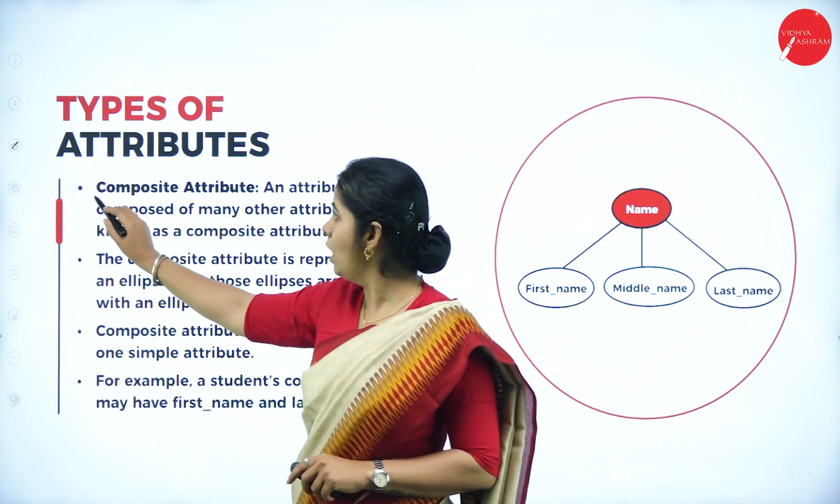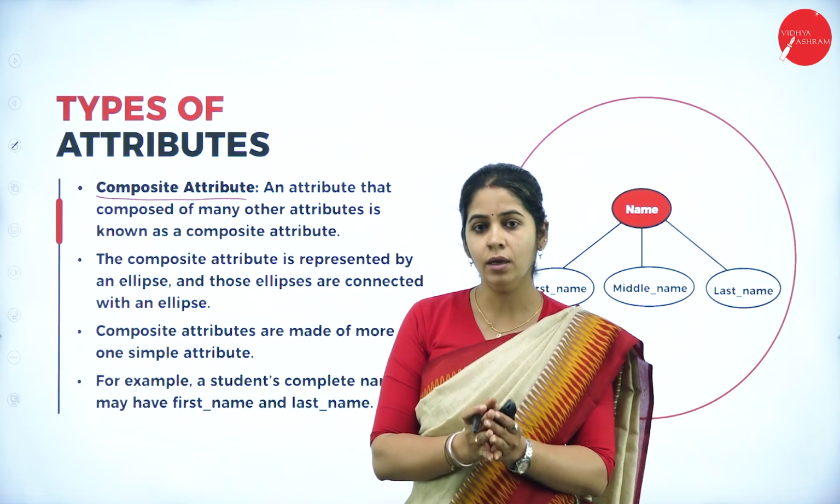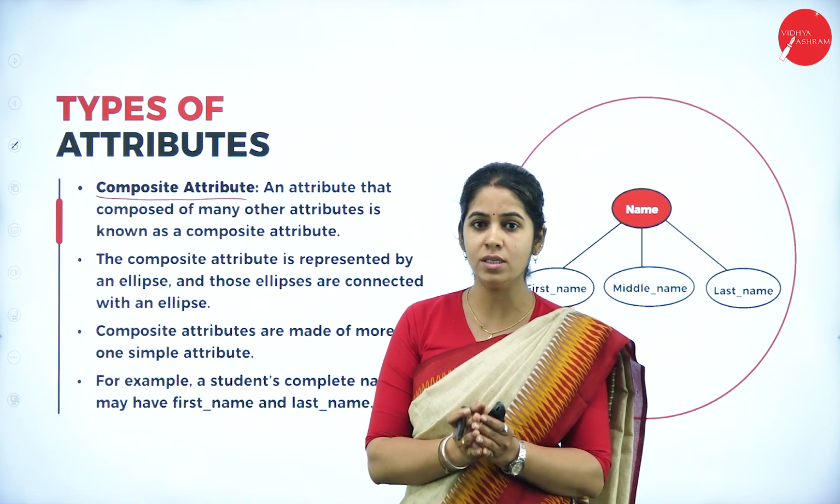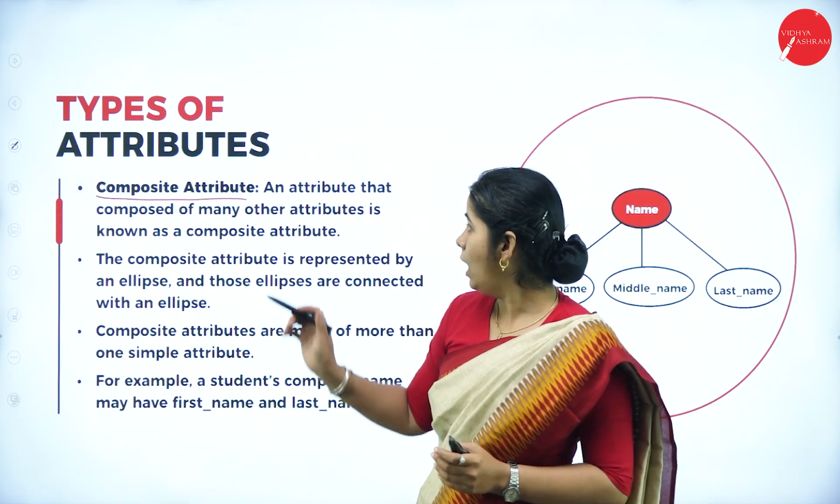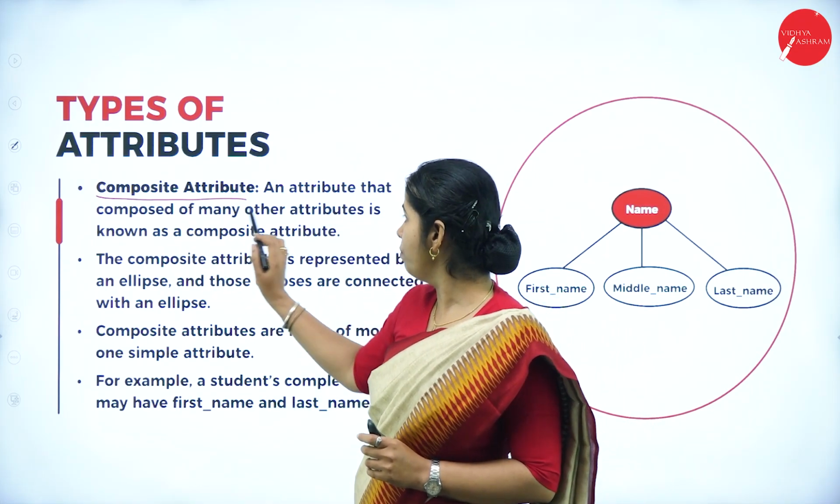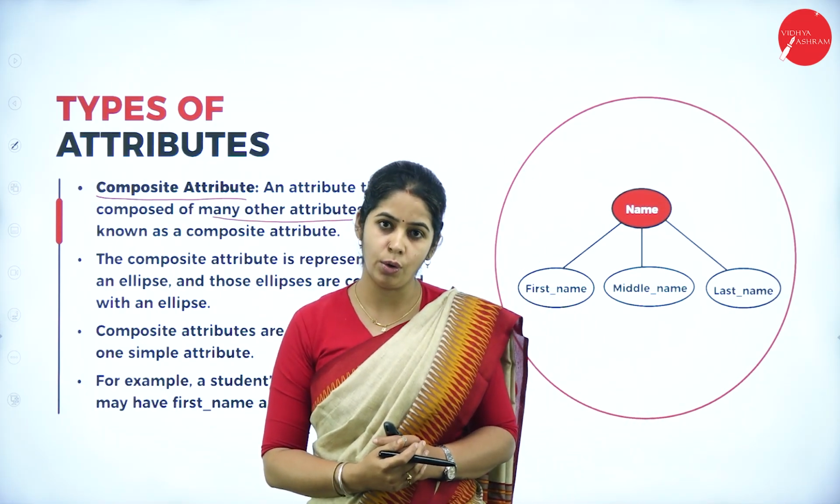Then what we have is composite attribute. What do you mean by composite? Combining different things is called composition. In an attribute, we are combining different things. An attribute that is composed of many other attributes is known as a composite attribute.